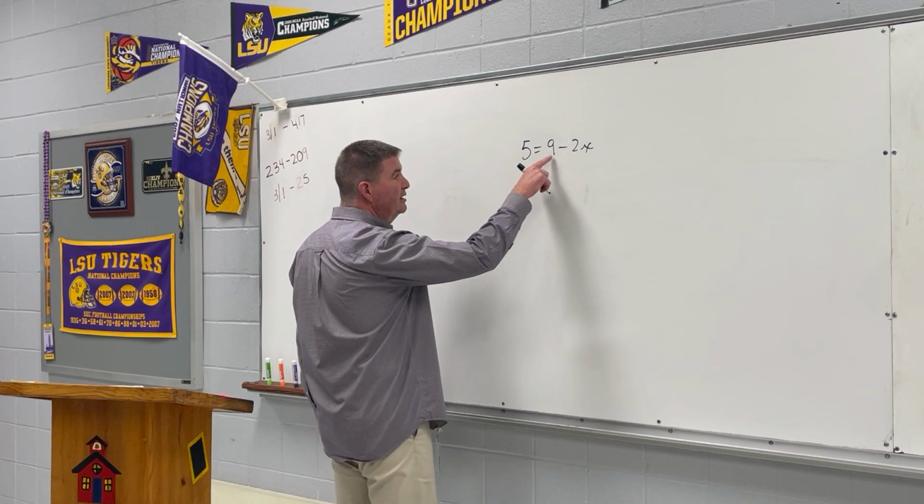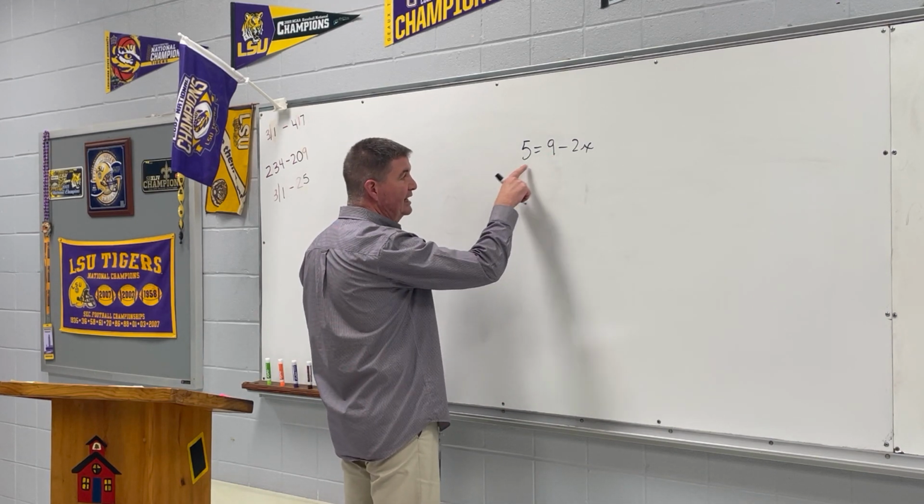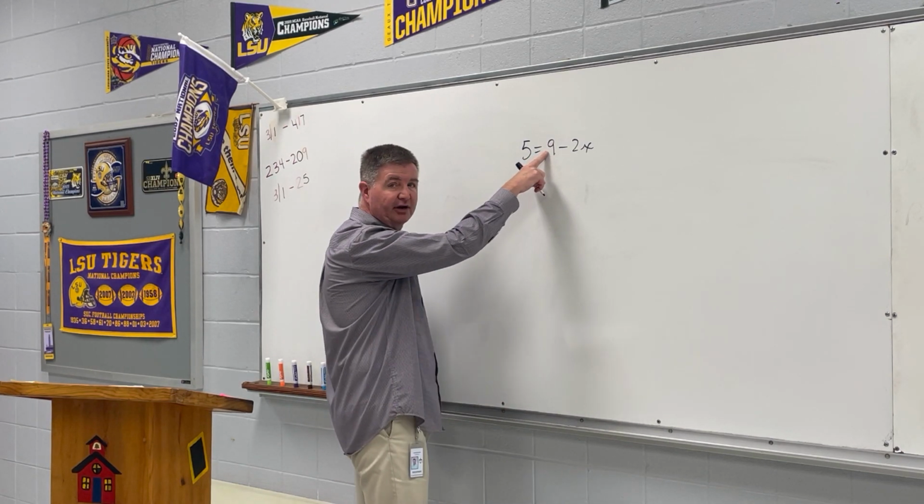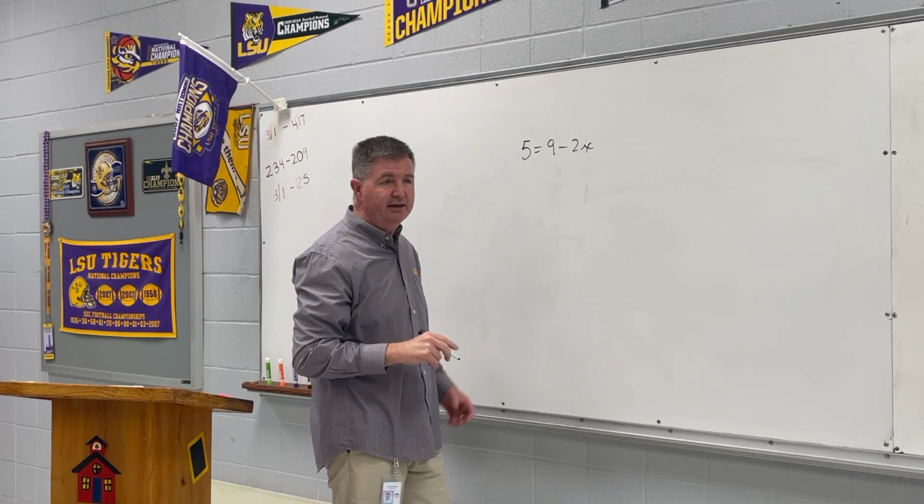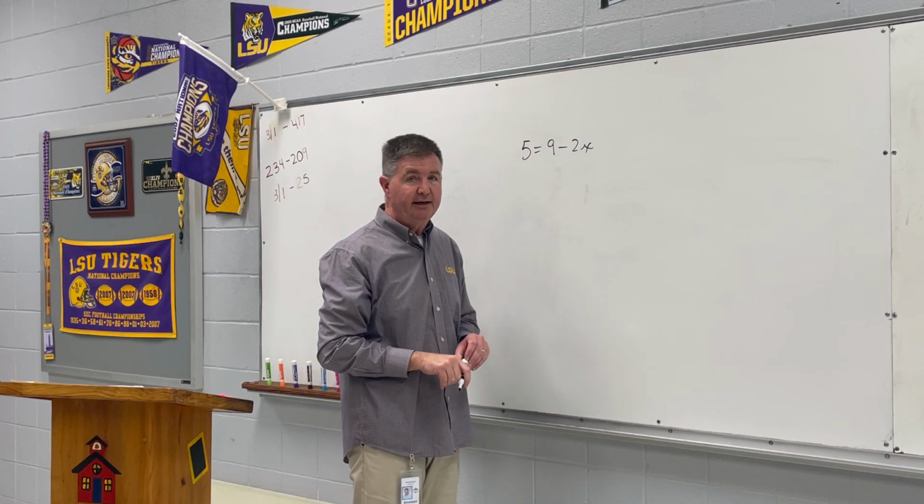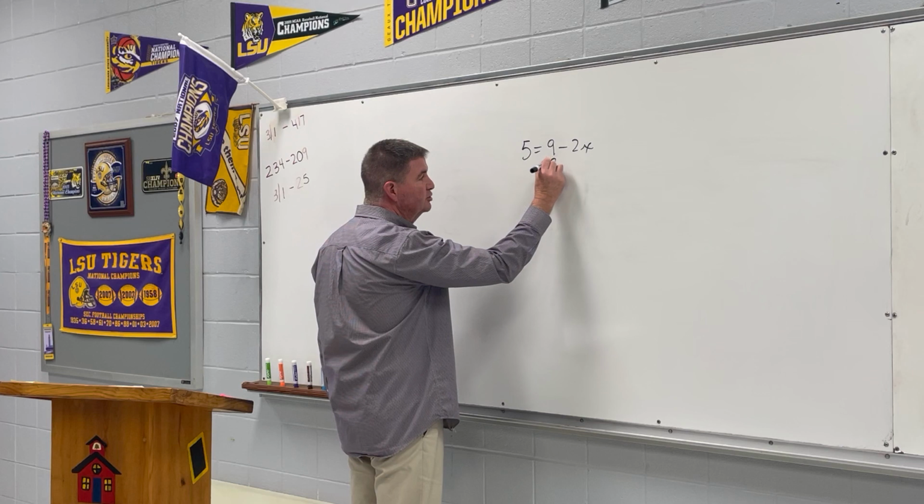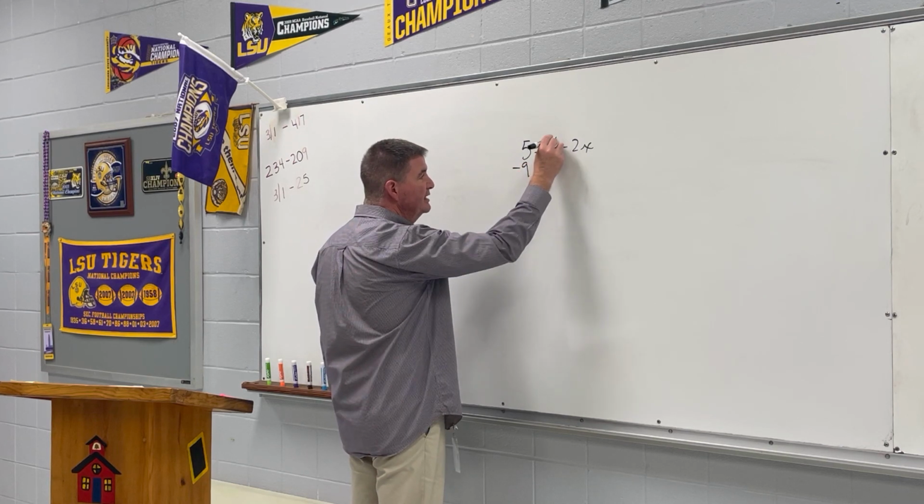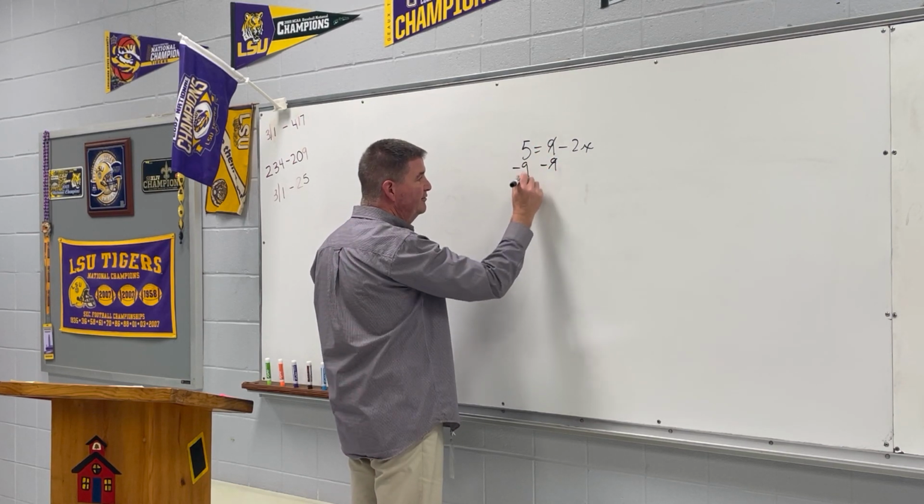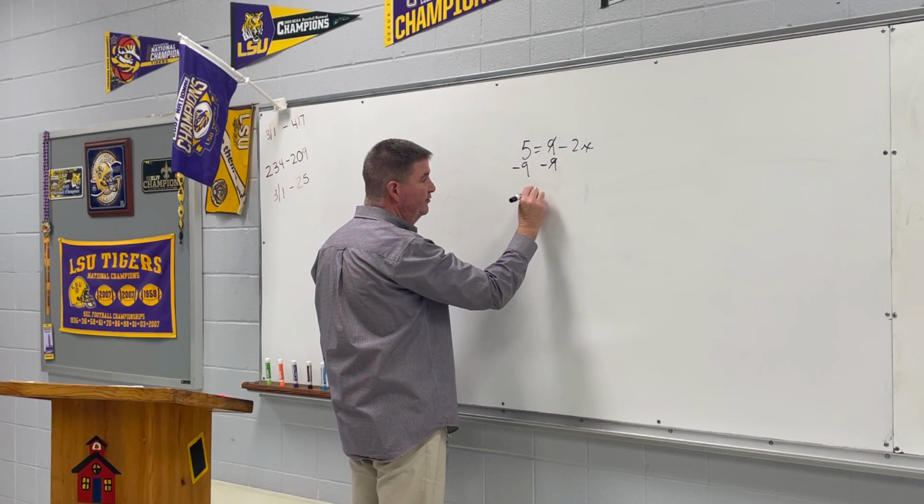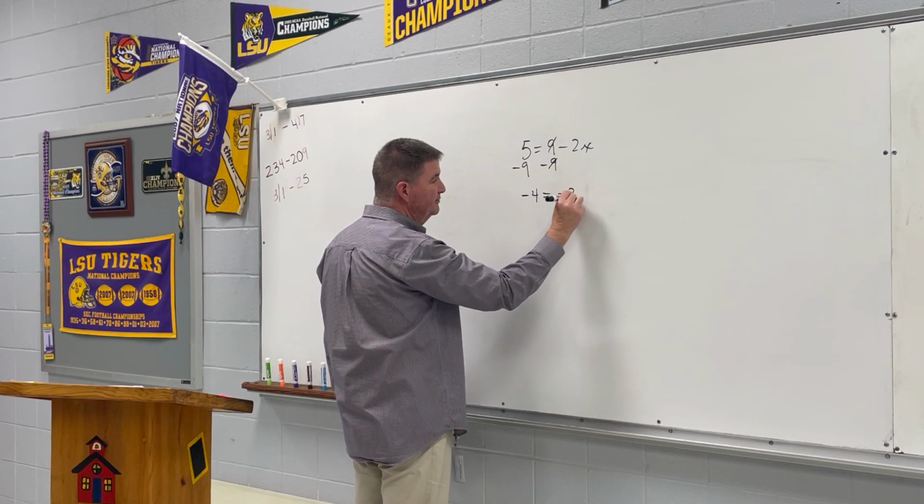So with this one here, we're going to try to get the 9 to the other side. There is nothing in front of the 9, but it's a positive 9, so we'll treat it as a plus 9. In order to get rid of it, we're going to subtract 9 from both sides, canceling the 9's out. 5 minus 9 is going to be negative 4 equals negative 2x.